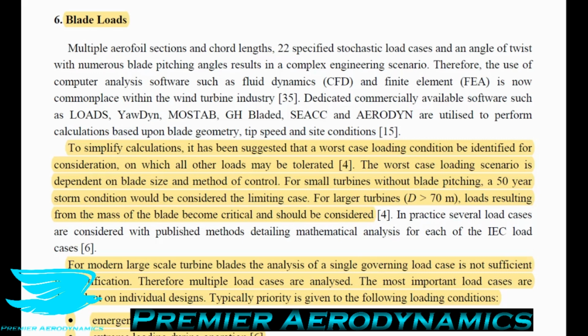They say the worst case loading scenario is dependent on the blade size and method of control. For small turbines without blade pitching, a 50-year storm condition would be considered a limiting case. So in other words, they just find out what the worst case was in terms of storms for the last 50 years, and they use that to design their small wind turbines. They say for larger wind turbines, that's not just enough. You need to also consider the loads resulting from the mass of the blade, because they become so great as we'll go through.